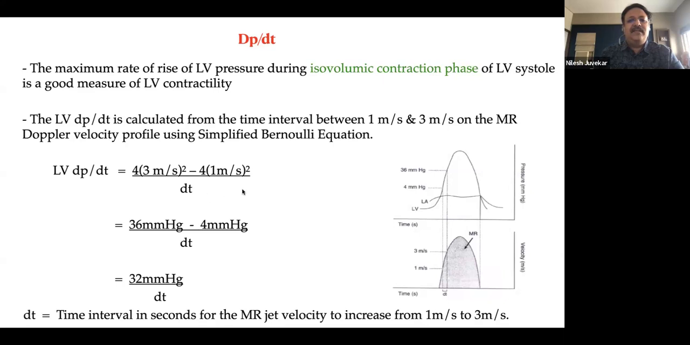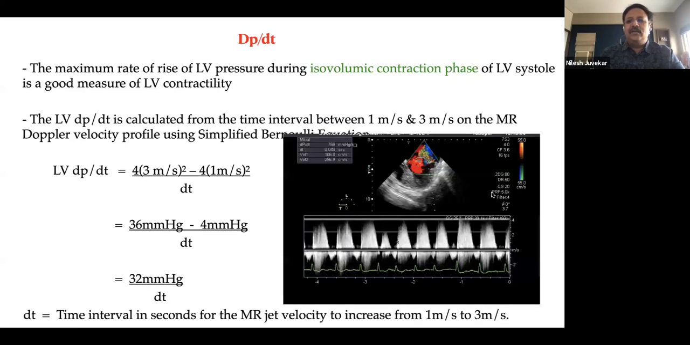Then by this simplified Bernoulli equation, we get 32 divided by the dt. So dt is basically the time interval for the pressure to rise from 1 meter per second to 3 meters per second. As the dt goes on increasing, it means that the LV function is decreasing. So this is the LV dP by dt, and this is the actual trace of how we do it.